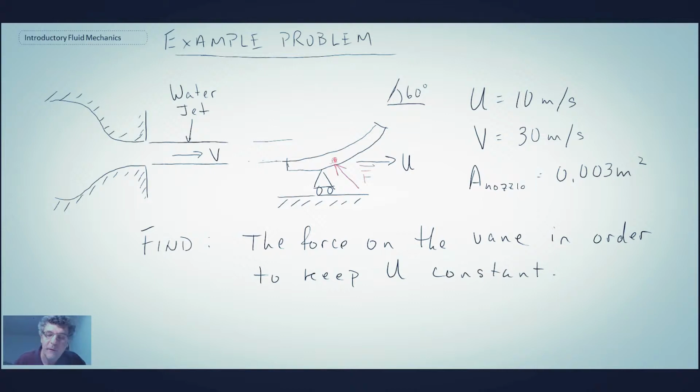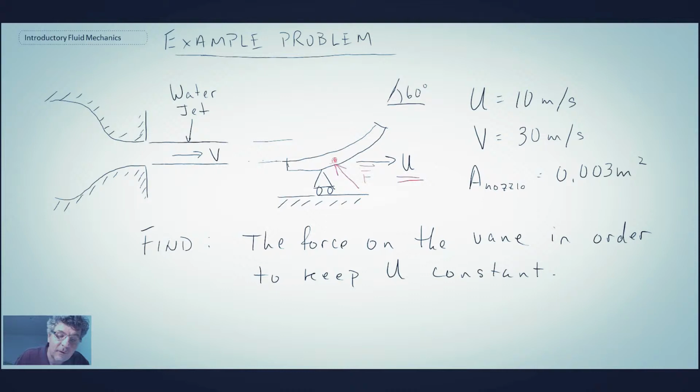But we have some force that we're looking for, and the purpose is to find it for U to be constant, and consequently that would be a case of a control volume moving at constant velocity, because you can probably figure out we're going to put the control volume around the vane.